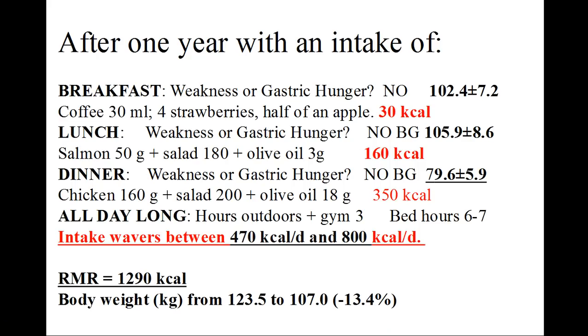Body weight fell from 123.5 to 107.0 kilograms, a loss of 13.4%. Apparently, a body weight decrease of 14 to 20% allows regression from alimentary diabetes.